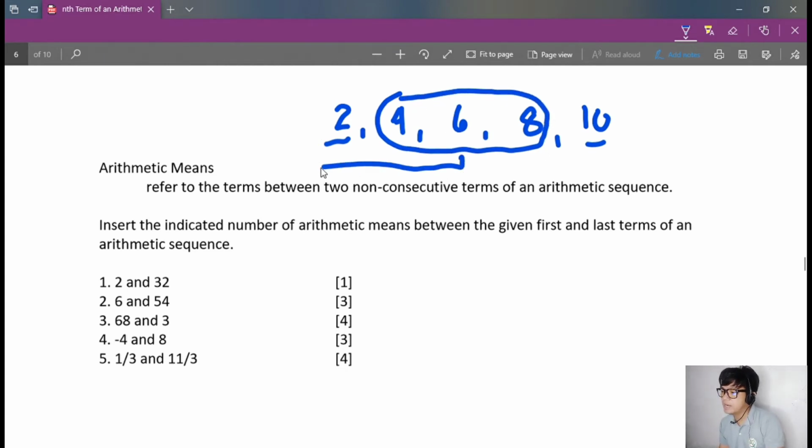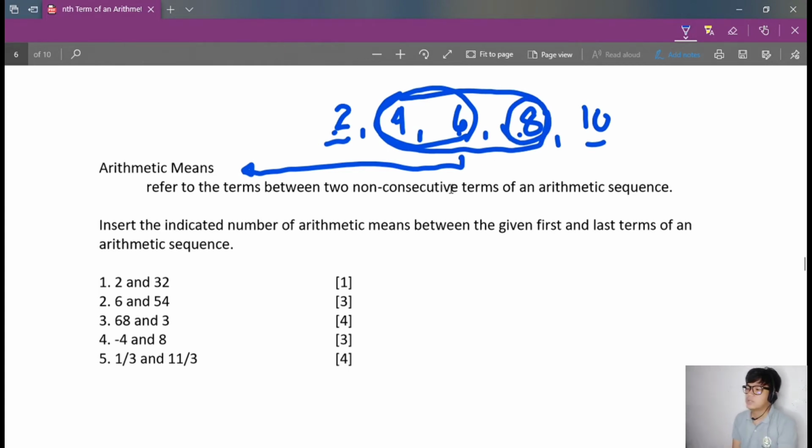So, these are arithmetic means. Terms sa gitna ng dalawang hindi magkasunod na terms. Halimbawa, ano naman ang arithmetic means ng 2 pati 8? So, ito 4 pati 6. Ano ang arithmetic mean ng 6 pati 10? So, 8 ang arithmetic mean ng 6 and 10. So, yun yung meaning ng arithmetic means. Refer to the terms between two non-consecutive terms of an arithmetic sequence.